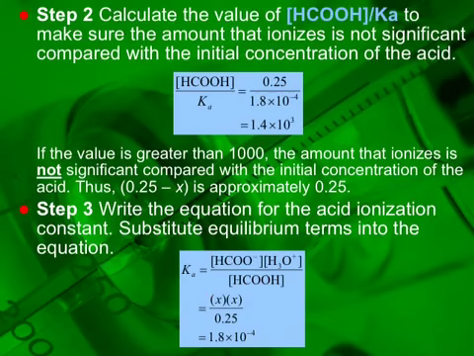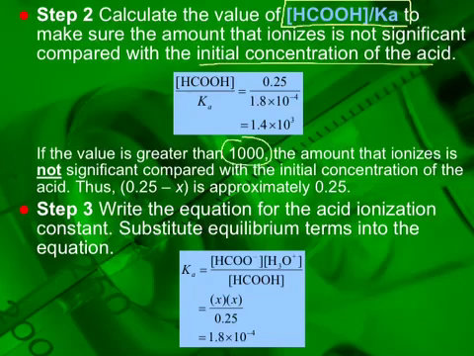The trick I was referring to on the last slide is to determine that the percent ionization is not significant compared to the initial concentration of the acid. In order to do that, we need to determine the value you get when you divide the concentration of the acid by the equilibrium constant, Ka. If this value is greater than 1,000, we can safely assume that the ionization is not significant.